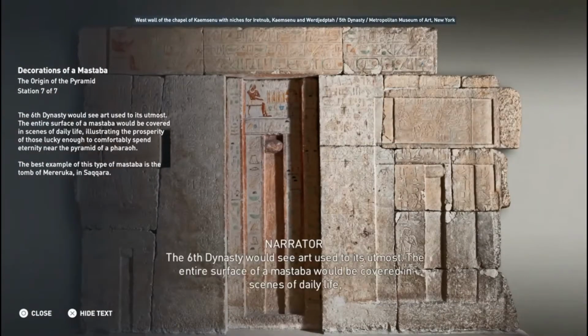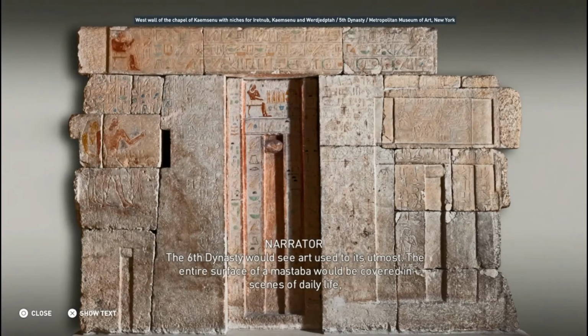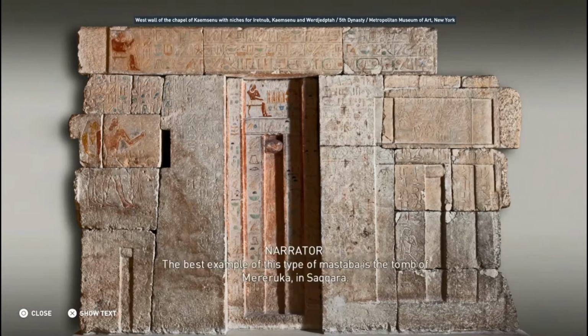The 6th dynasty would see art used to its utmost. The entire surface of a mastaba would be covered in scenes of daily life, illustrating the prosperity of those lucky enough to comfortably spend eternity near the pyramid of a pharaoh. The best example of this type of mastaba is the tomb of Meruruka in Saqqara.